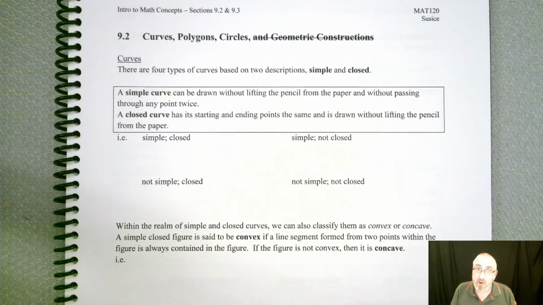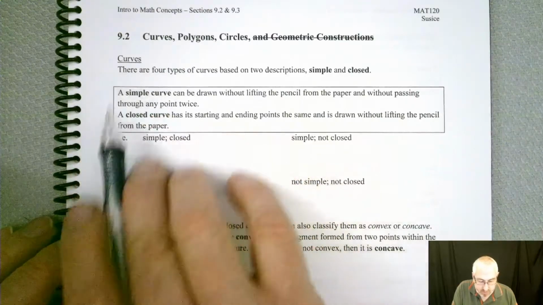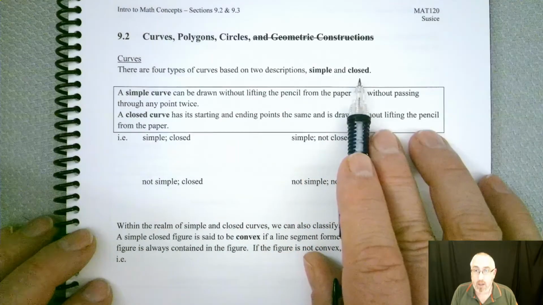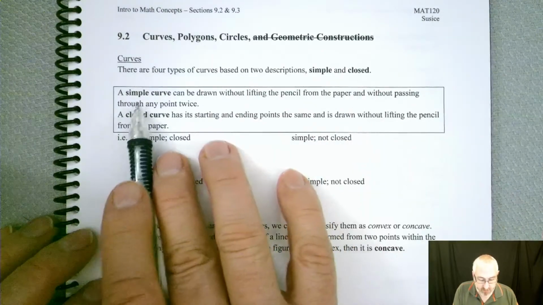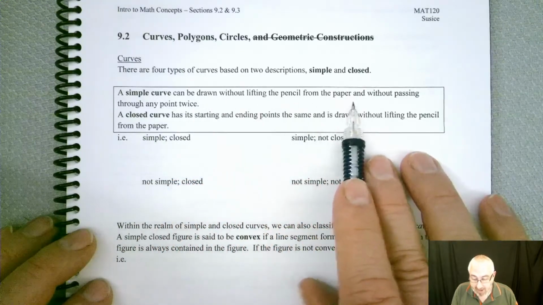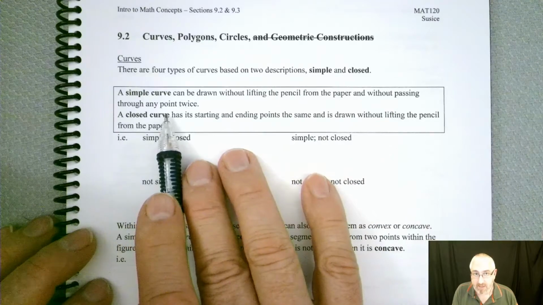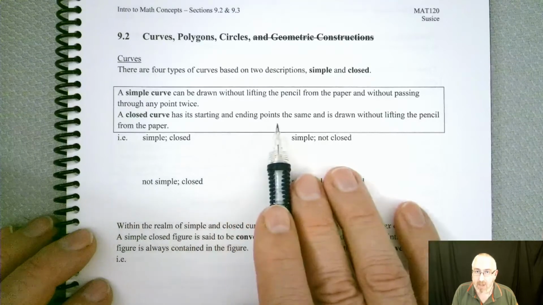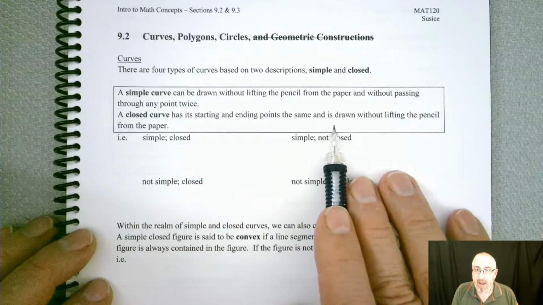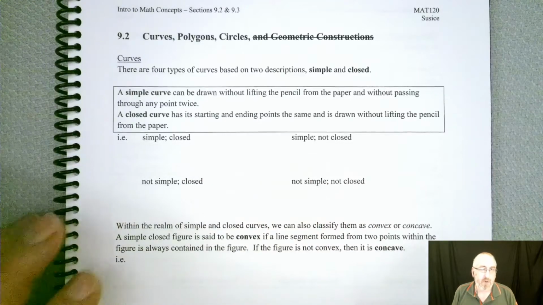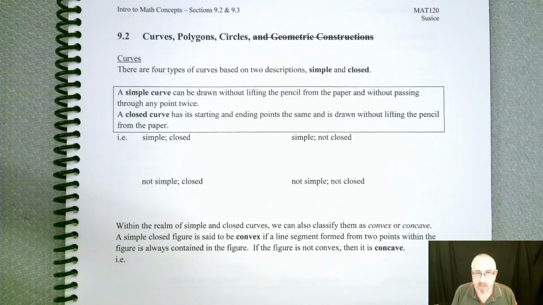Okay, let's get into some of the terminology. So we got curves. There are 4 types of curves based on 2 descriptions: simple and closed. So what are those definitions? A simple curve can be drawn without lifting the pencil from the paper and without passing through any point twice. And then a closed curve has its starting and ending points in the same place and is drawn without lifting the pencil from the paper. Okay, so that sort of makes sense, maybe not. Let's see what some examples are.